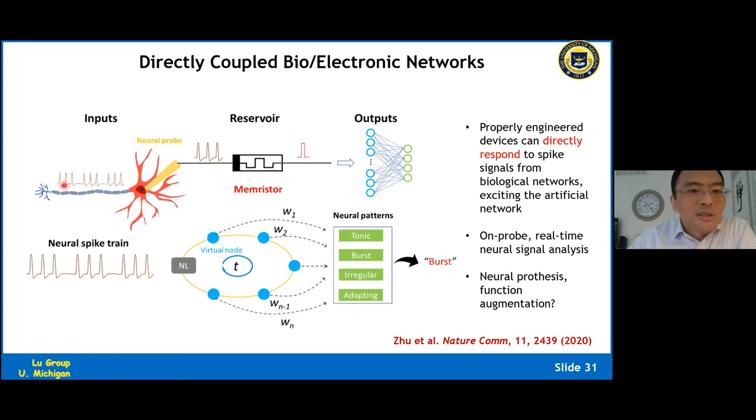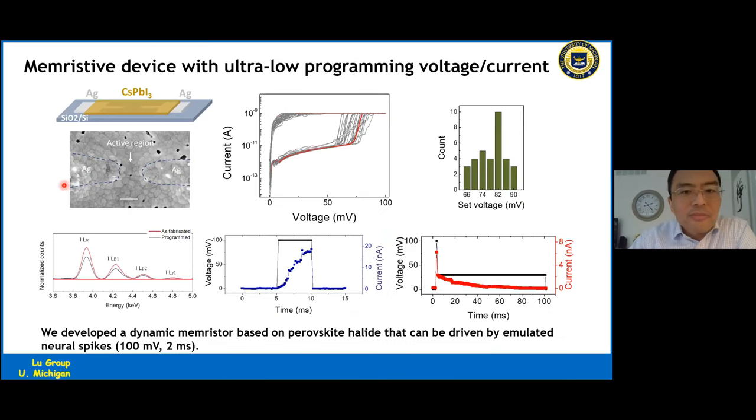To do that, you need a device that can directly respond to the biological spikes. Basically, your electrical synapse will directly respond to the biological spike, right? So first, we developed a device that can be programmed at very low voltage and current. This device can respond to 70 millivolts, less than one nanoamp. So theoretically, they can indeed be excited by just a biological spike, which is about 70 millivolts and doesn't have much energy, right? So we can do that.